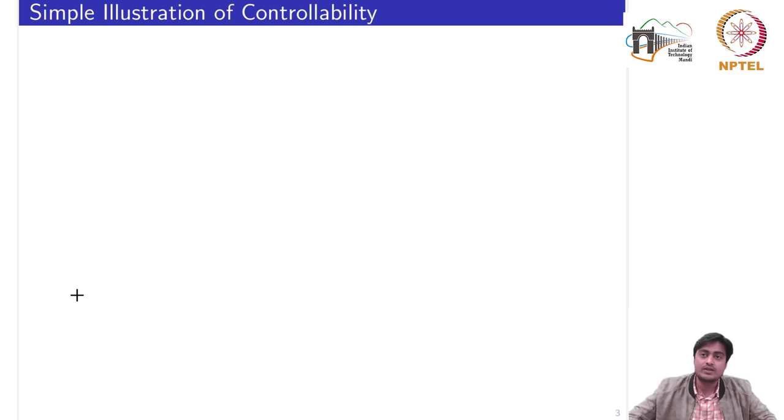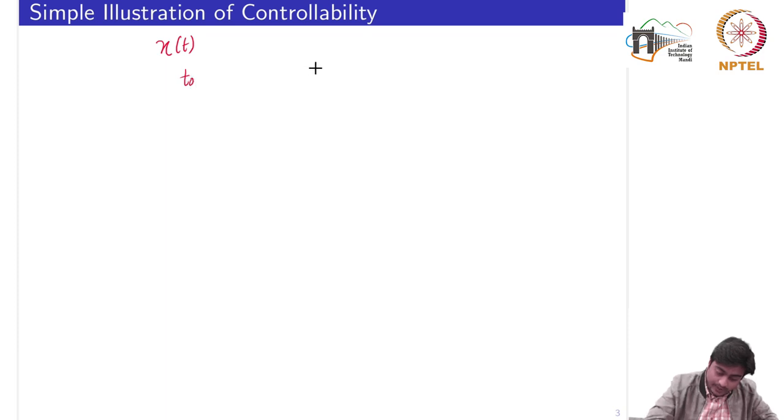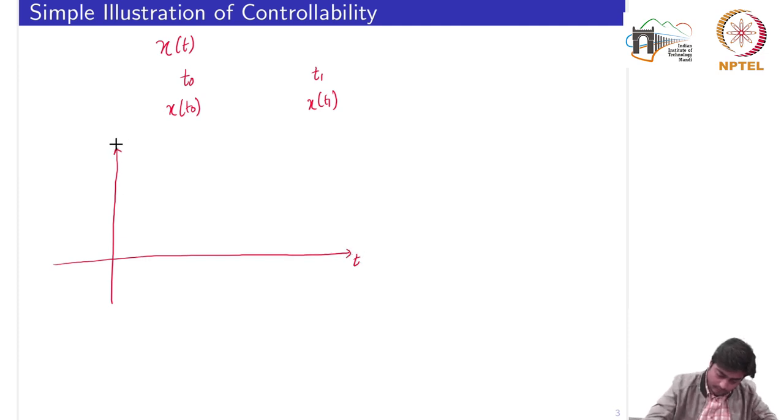So, starting with a simple illustration of controllability. We know how we define the state of the system. From the beginning we have been using this variable x, whether we are dealing with the linear time invariant system or the time varying system. Let's say we pick two times, t equal to t0 and t equal to t1, and at these times we compute the value of the state, x of t0 and x of t1. Suppose these points are marked at t0 and t1.